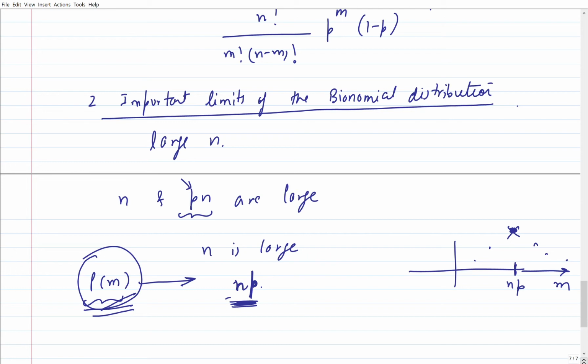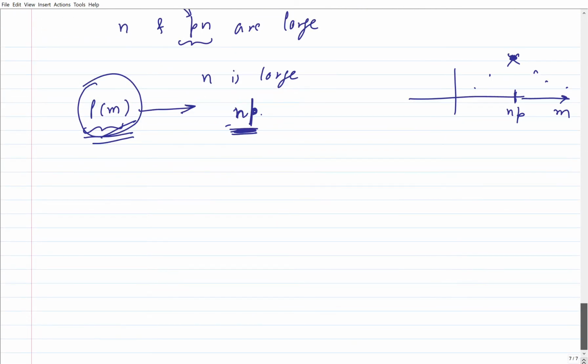So, for example, you have a fair coin and you throw it 100 times. Well, it should peak around, intuitively, the most likely answer being 50 heads for a fair coin. So that would be just n times p. So we capture this intuition using Stirling's approximation.